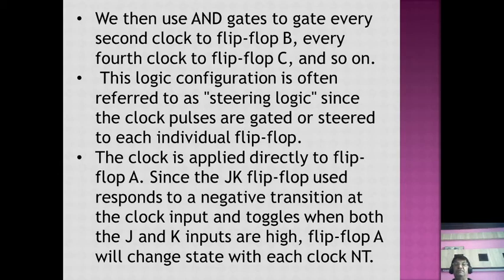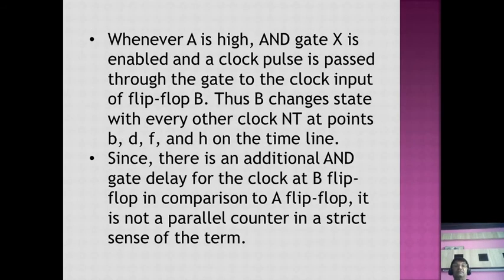Since the J and K inputs of the flip-flops respond to the negative transition at the clock input and toggle when both the J and K inputs are high, flip-flop A will change state with every negative transition of the clock pulse. So whenever A is high, AND gate X is enabled and the clock pulse is passed through the gate to the clock input of flip-flop B, and thus B changes state with every other clock negative transition, at points B, D, F and H on the timeline.